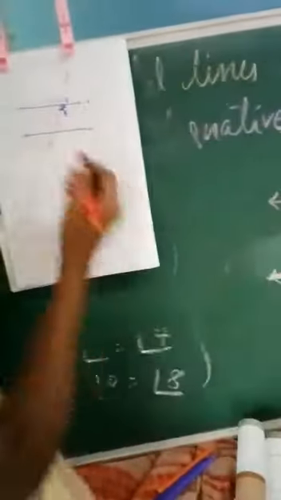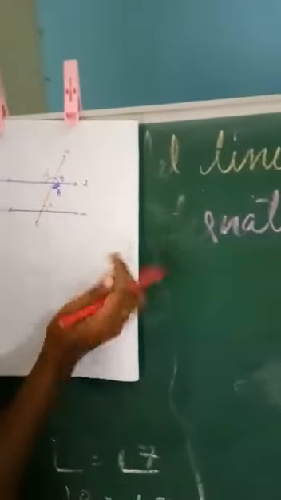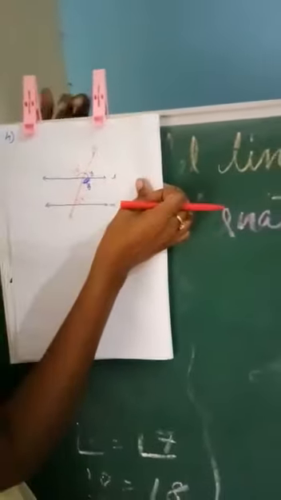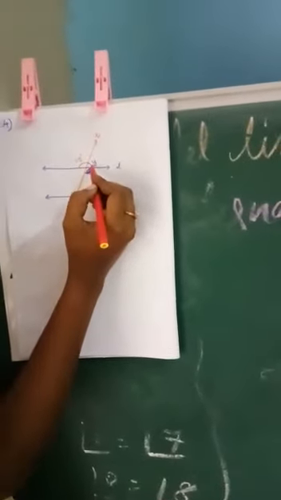Exercise 5.2. The fourth question is: find the value of x in each of the following figures if L is parallel to M. Here you have to find the value of x. Already they have given L is parallel to M. So here one angle measurement they have given, that is 110 degrees. So I will consider this angle is y.